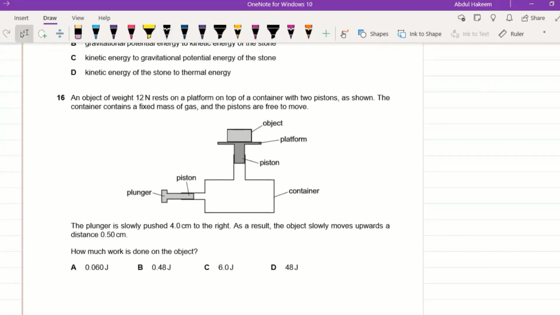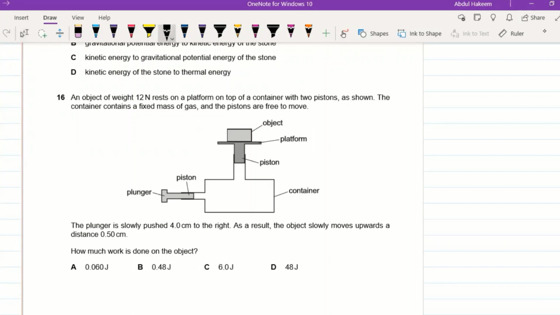Now the next, number 16. An object of weight 12 Newton rests on the platform on top of the container with the 2 pistons, as shown. The container contains a fixed mass of gas. As the pistons are free to move, the plunger is slowly pushed 4 meters to the right. As a result, the object slowly moves upward a distance of 0.5. How much work is done?